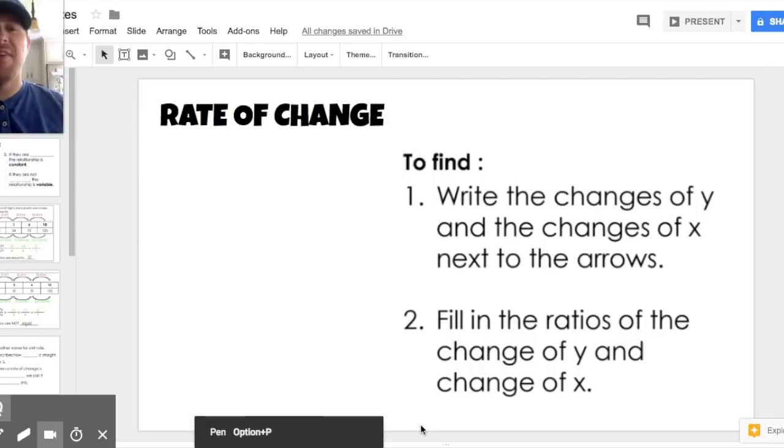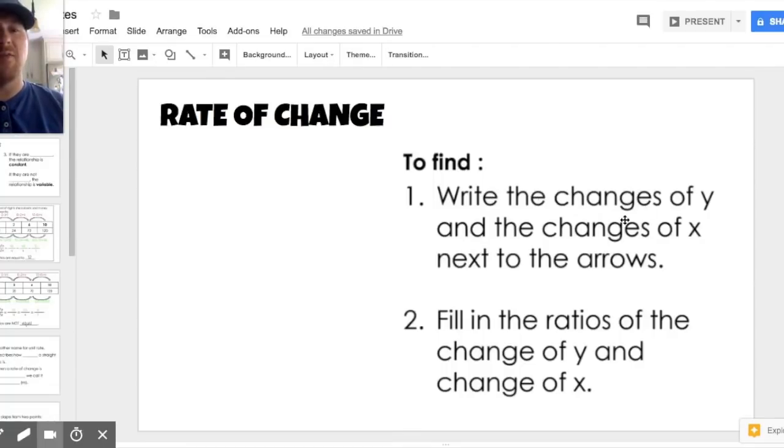So first, to find rate of change, the first thing we do is write the changes of y and the changes of x. This means we take 2 points, find their y coordinates and their x coordinates, and we subtract them. When it says changes, that's just a fancy way of saying we subtract. Then we fill in the ratios of the change in y. So we subtract our 2 y's, and then we subtract our 2 x's.